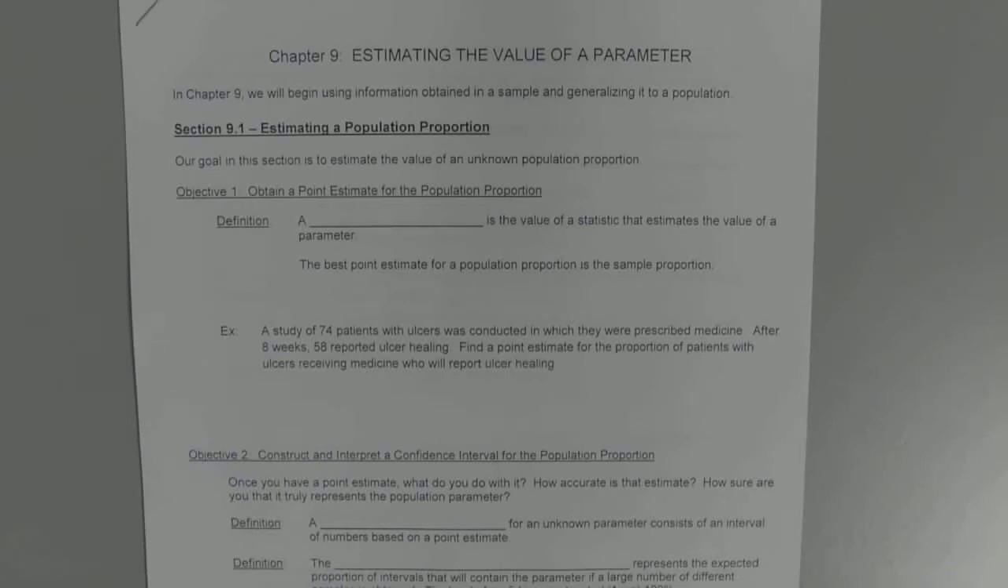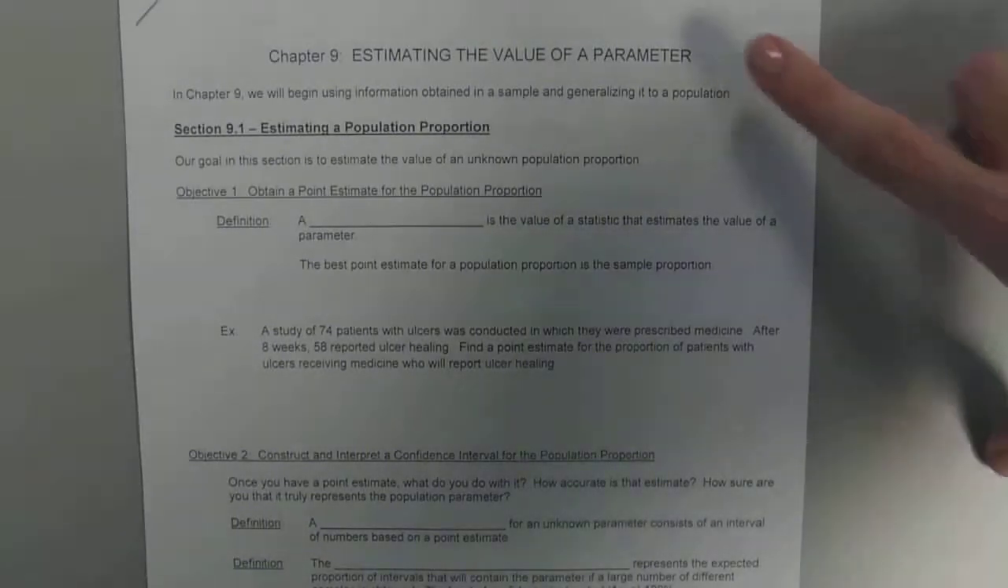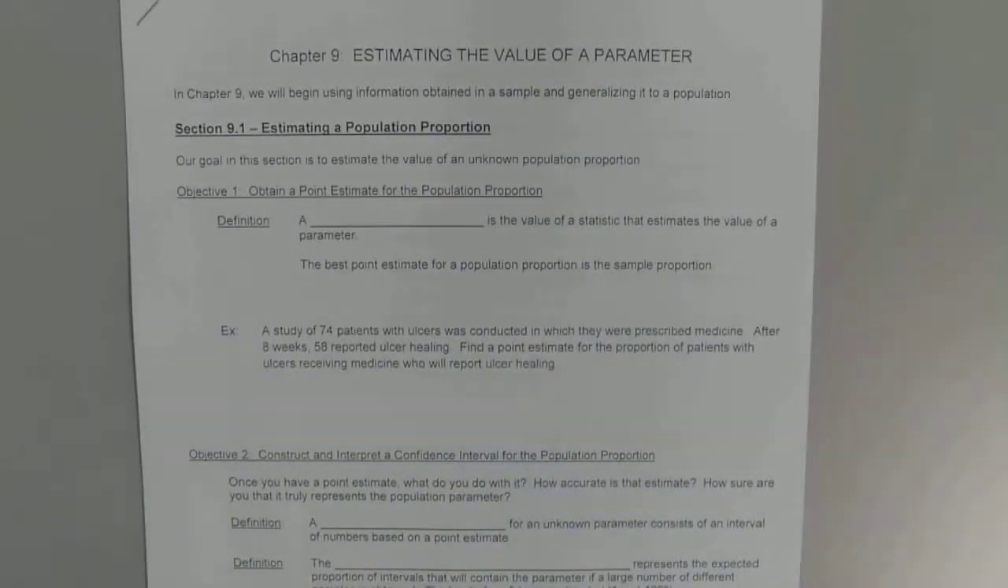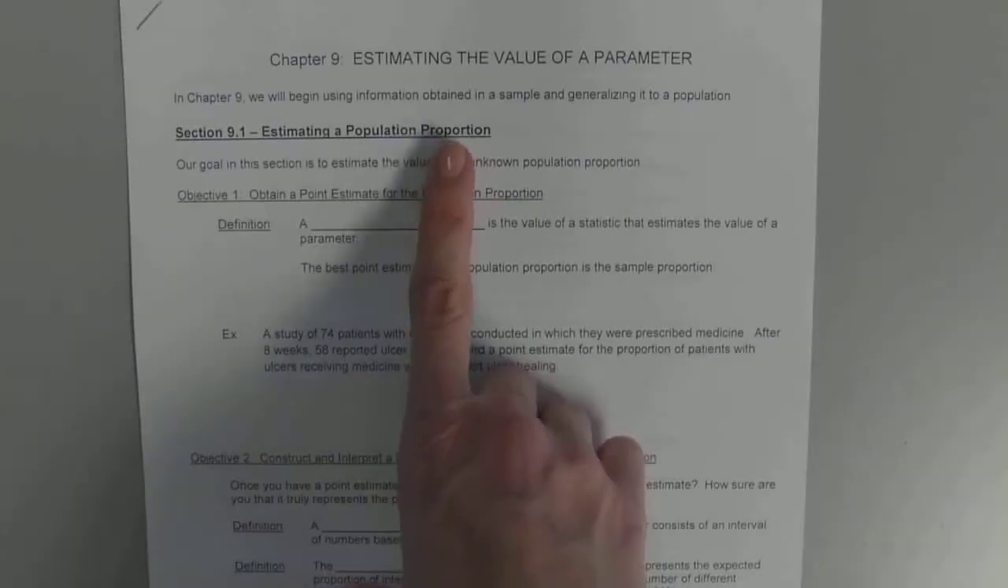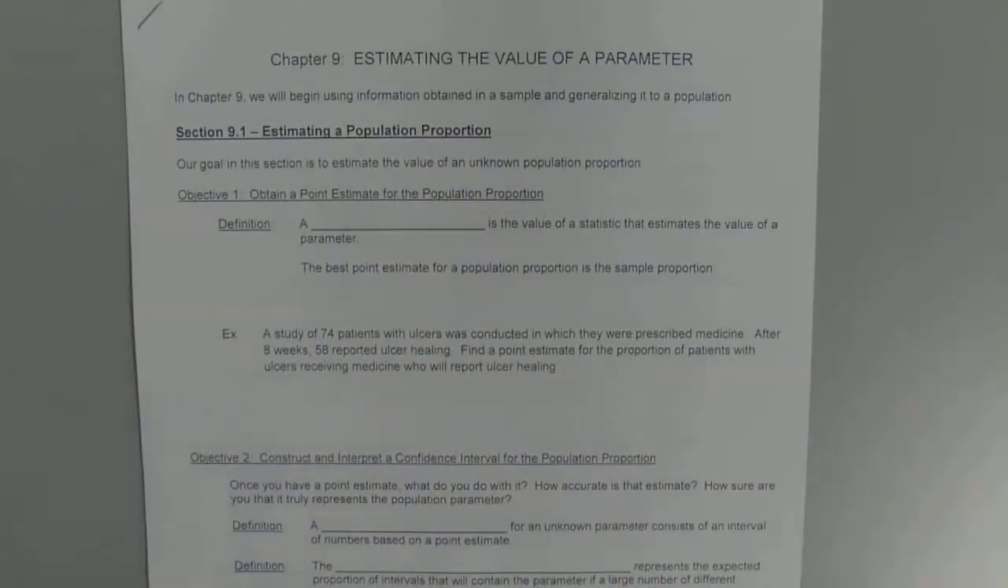So chapter 9 is all about estimating, and it's estimating the value of a parameter. Remember, a parameter is the word for when we're measuring a population. In 9.1, we're going to estimate the population proportion, so that's the parameter. And in 9.2, we're going to estimate the population mean, so that's the parameter, all right? They really are similar. 9.1 is a little bit lengthier because we have to learn the practice of it, and then 9.2 will go a lot quicker. So let's go ahead and see what's happening.